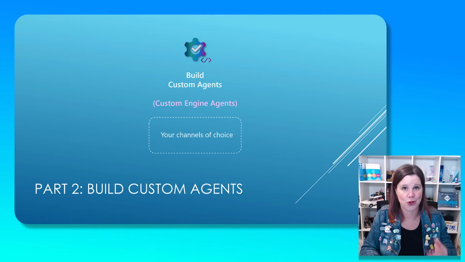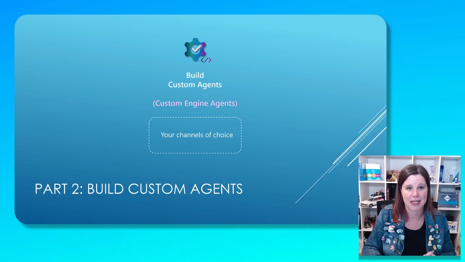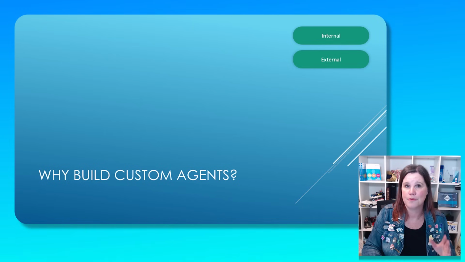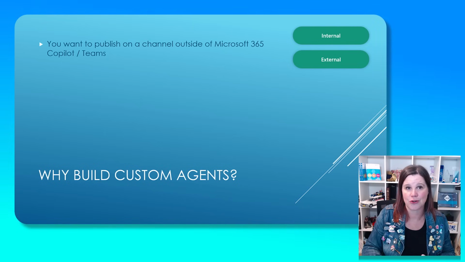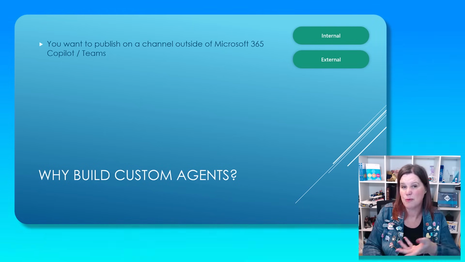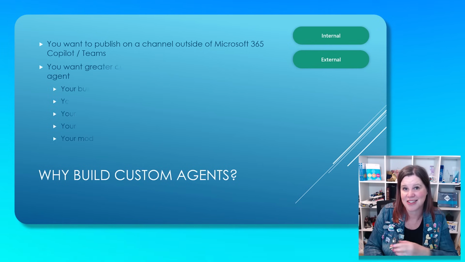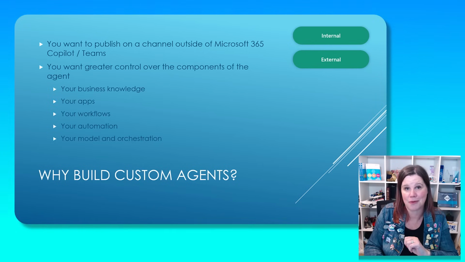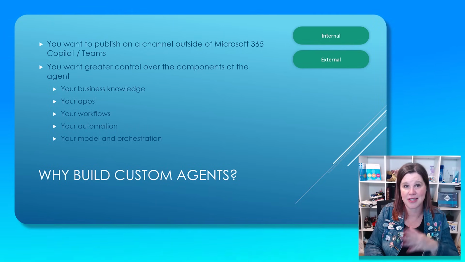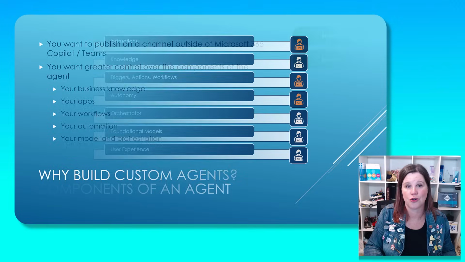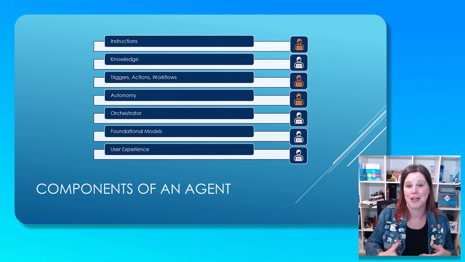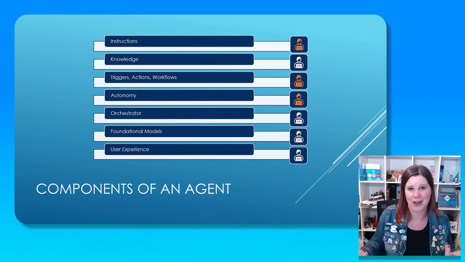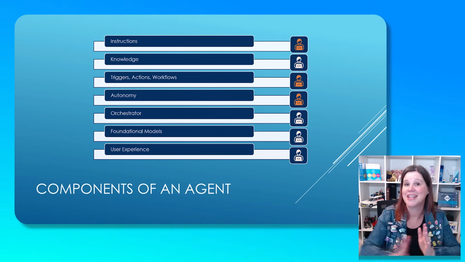So I'm going to take you through the tools that are available for you to use here. So this is for both internal and external scenarios. Why would you do this? Frankly, because you want to publish on a channel outside of those things that we just talked about inside Microsoft 365 Copilot Chat or Teams, and you want greater control over the knowledge, the apps, the workflow, the automation, the model, the orchestration, any of those things that you don't have that level of control over. Back to our anatomy of what's going on here, you've got control over all of the things if you want, depending on the tool set you use.